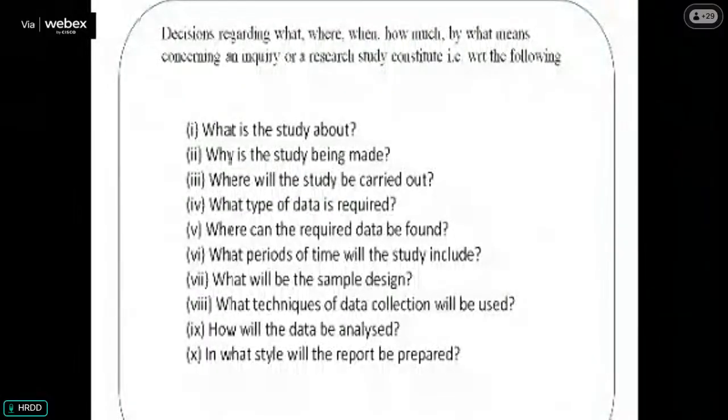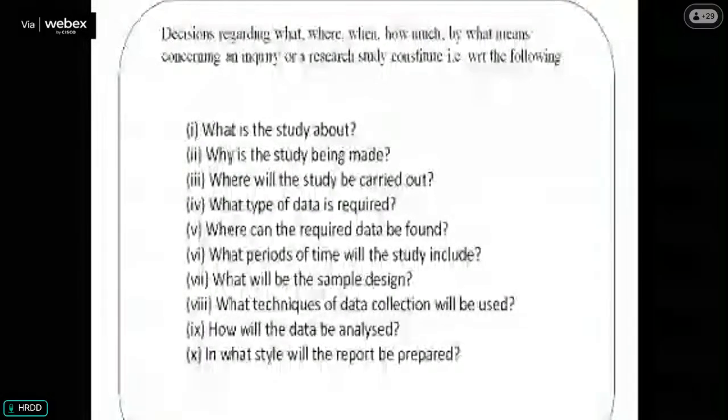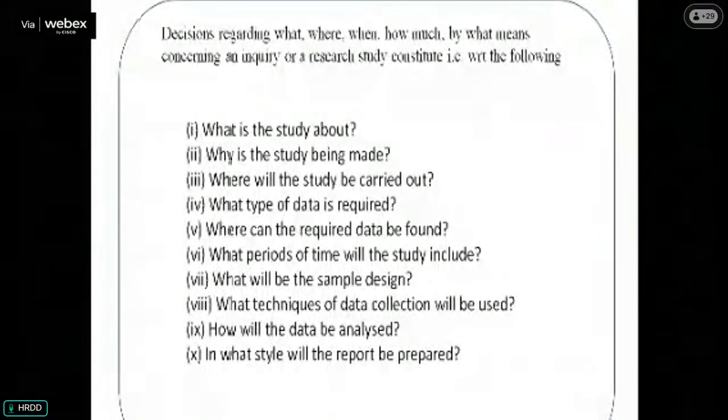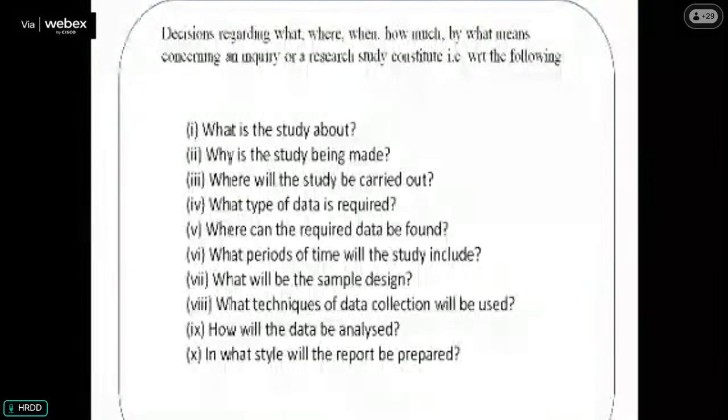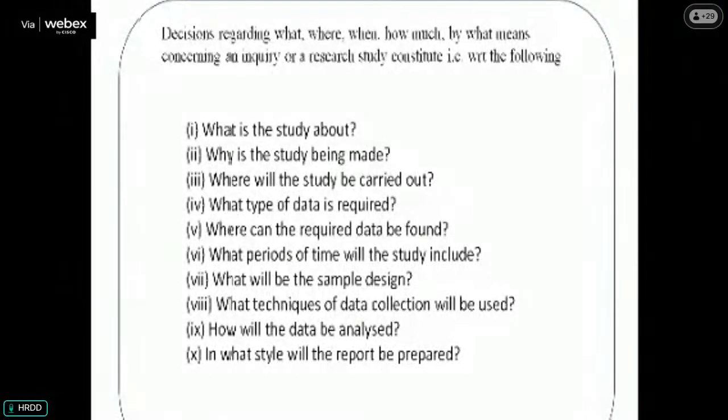So with the hypothesis, sit down and understand, ask: what is the study about? Is that relevant? Why is the study being made? Where will the study be carried out? If you have answers to all these, you have a proper research design.